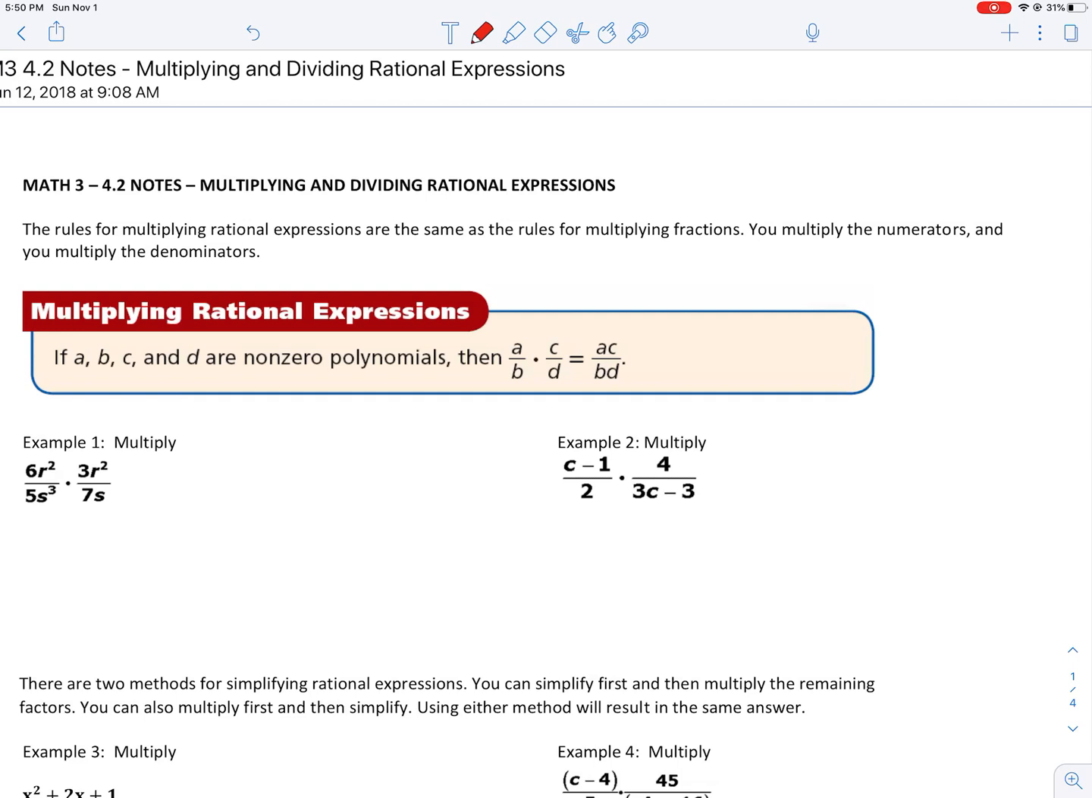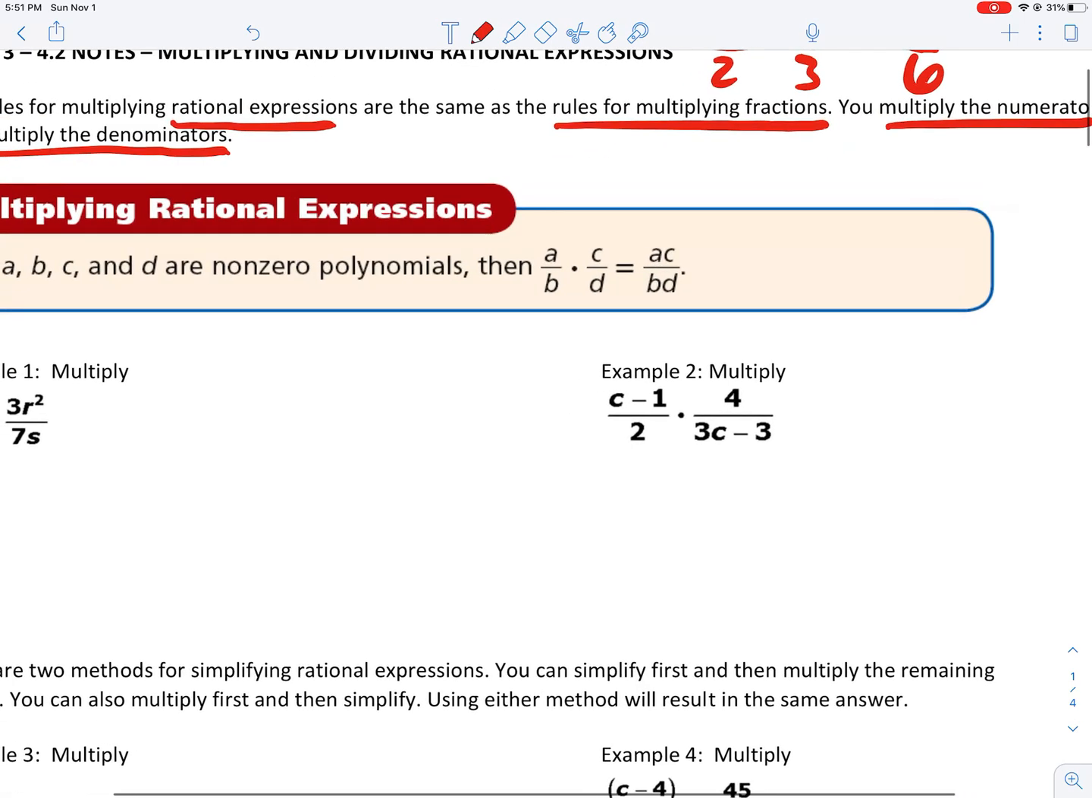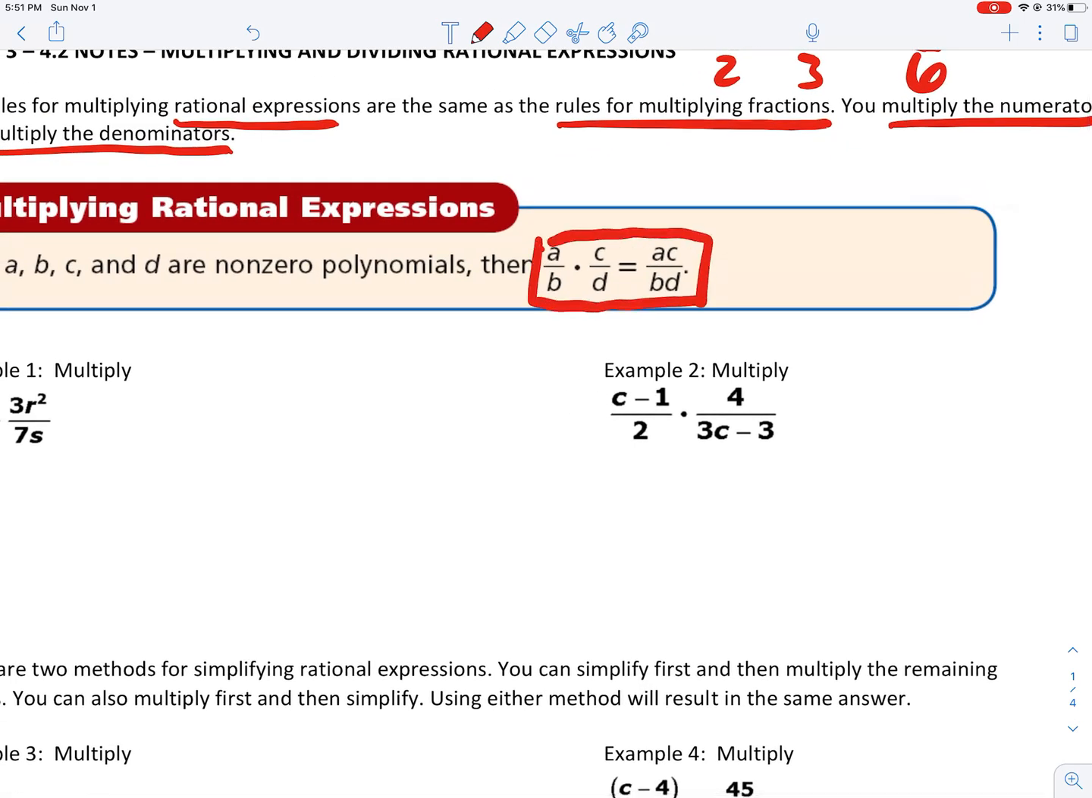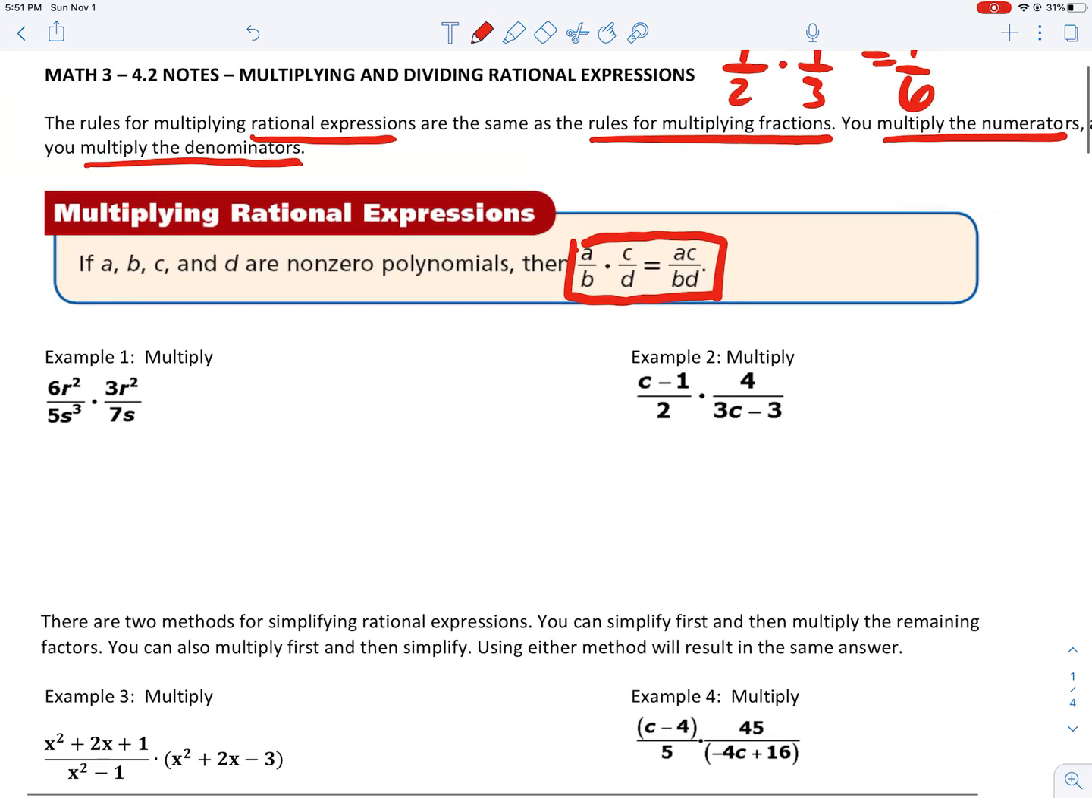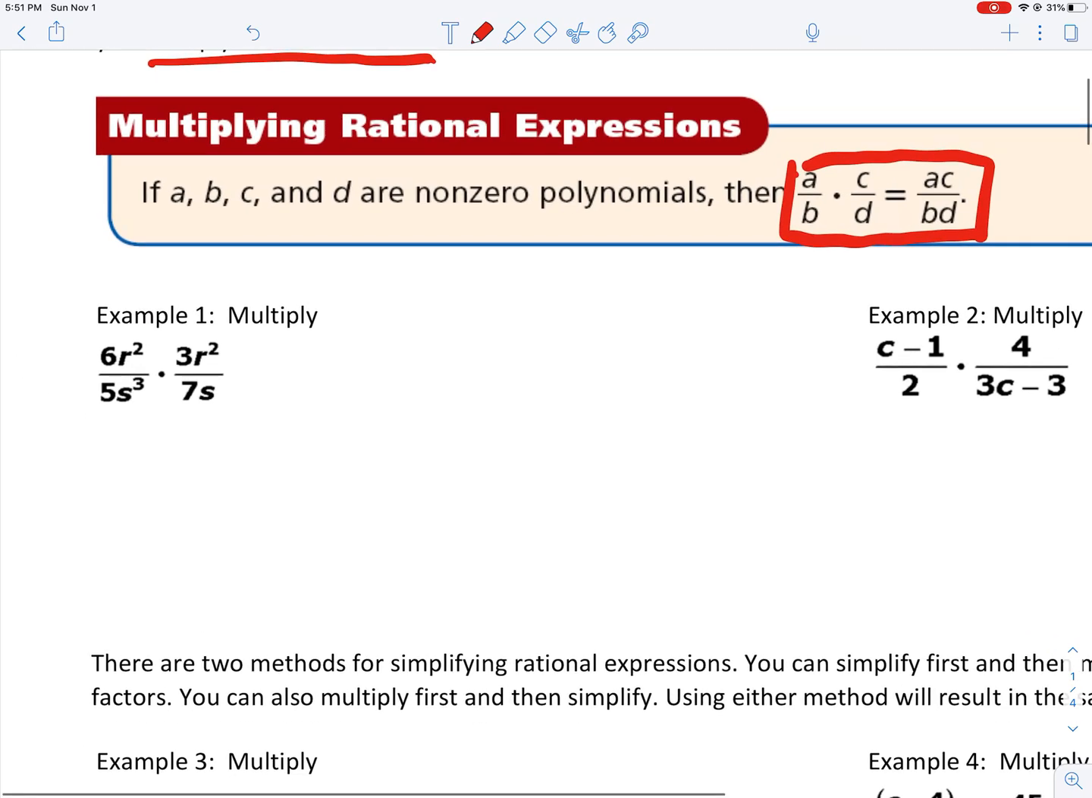The rules for multiplying rational expressions are the same as the rules for multiplying fractions. You multiply the numerators and you multiply the denominators. So when you had a fraction like 1/2 times 1/3, 1 times 1 is 1, 2 times 3 is 6. Same concept. So there's the rule we're going to use. As long as they're non-zero, this works.